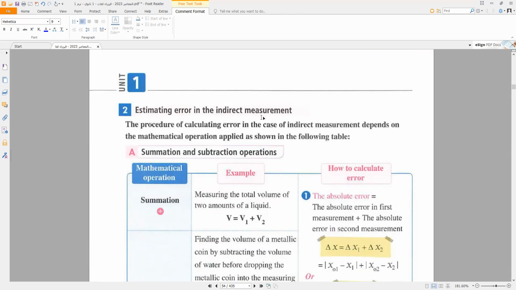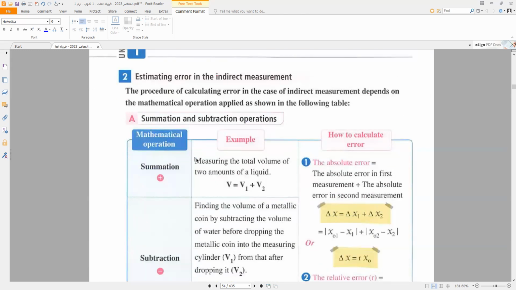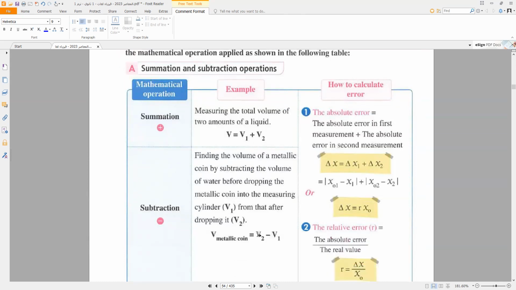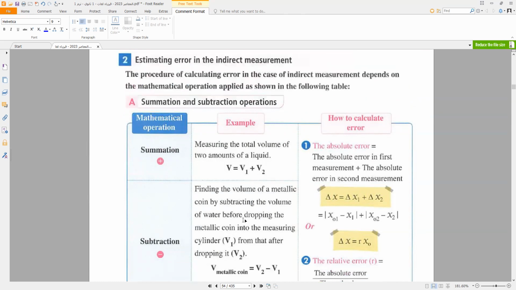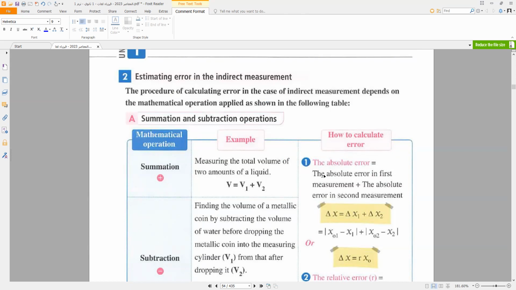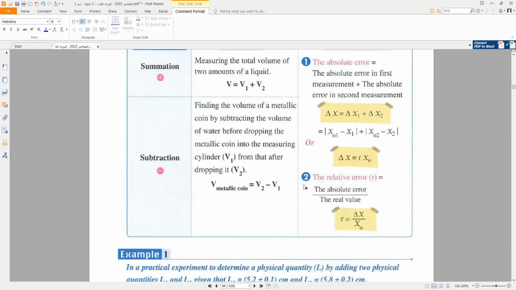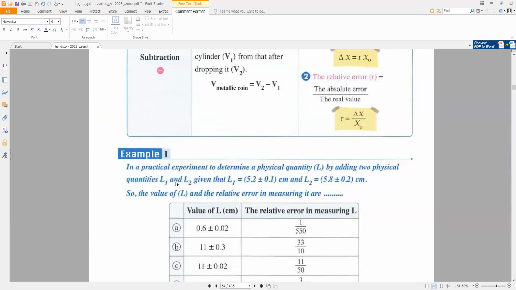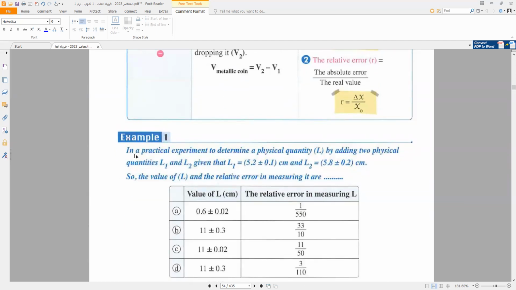But estimating error in indirect measurement, like a summation of two physical quantities or subtracting two physical quantities. Okay, so how to calculate the error? To calculate the error, you must add the two values of the absolute error of each one of them. You must add the two values of the absolute error of each one of them. Okay. For example, to understand this point, we must solve this example.